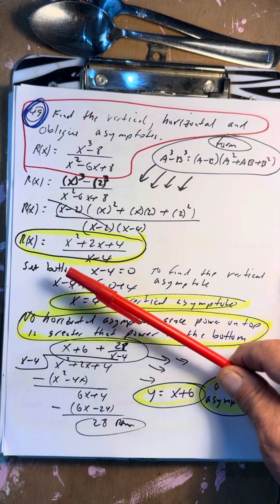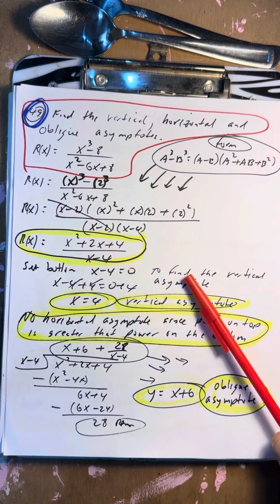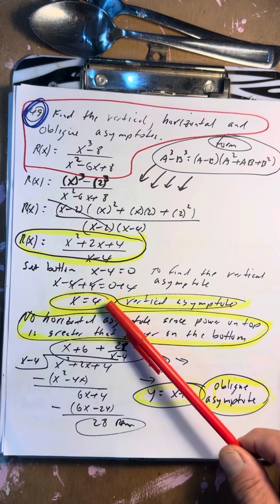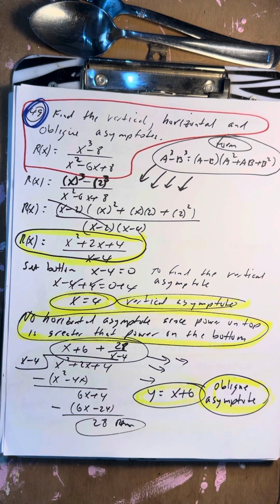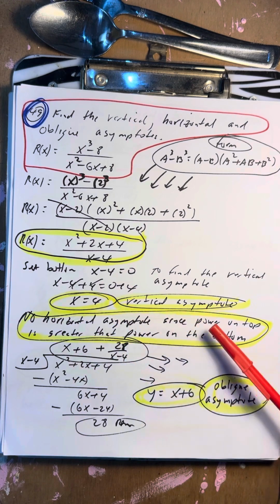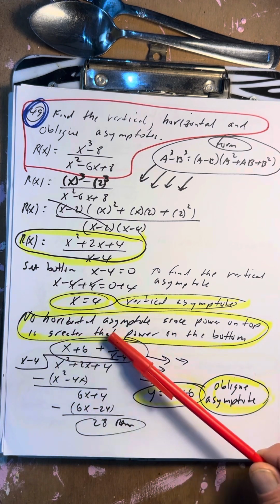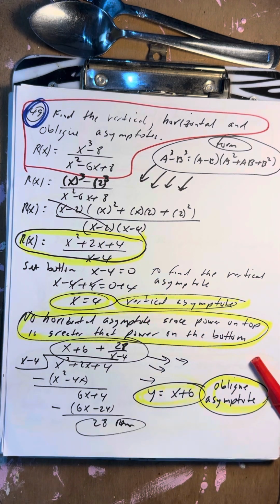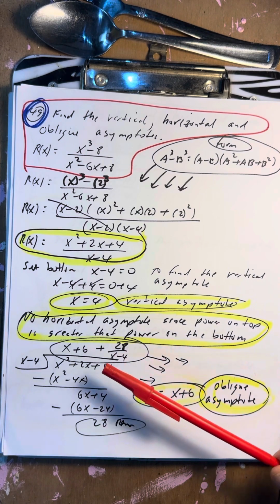So now set the bottom, x minus 4, equal to 0 to find the vertical. So add 4. So x equals 4 is the vertical asymptote. There's no horizontal, since the power on top is greater than the power on the bottom. See the power here is 2 and there's a 1 power here. There's no horizontal.